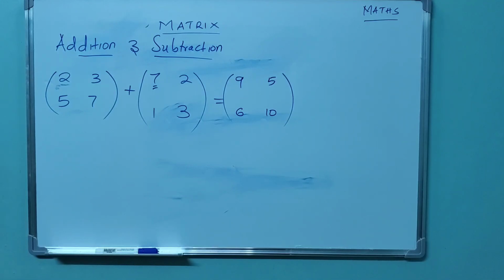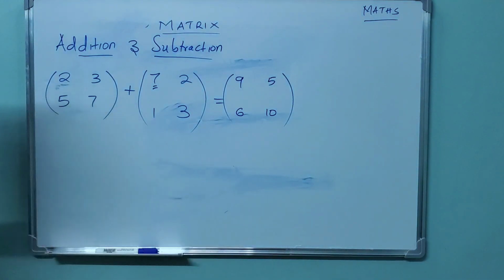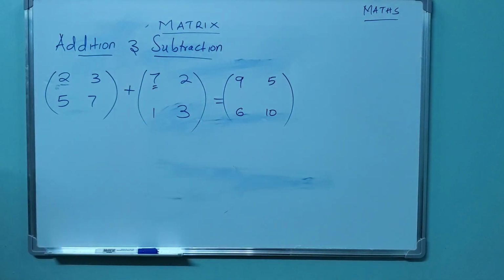Now, what I want you to realize is that when you add a 2 by 2 matrix and another 2 by 2 matrix, you are going to end up having a 2 by 2 matrix. You cannot have any other form of matrix other than whatever you've added.